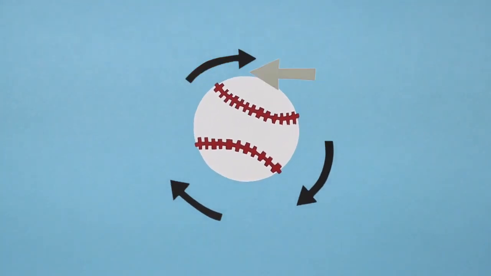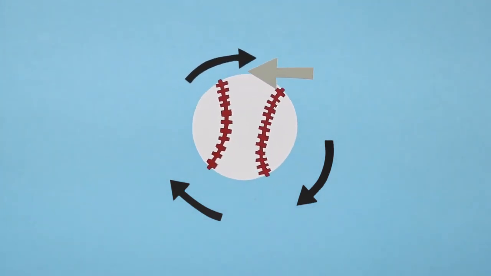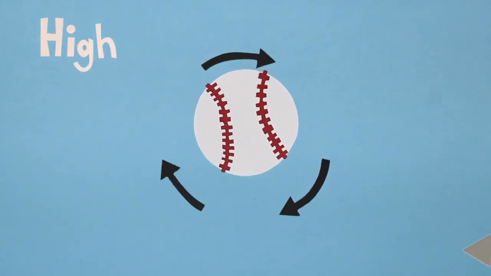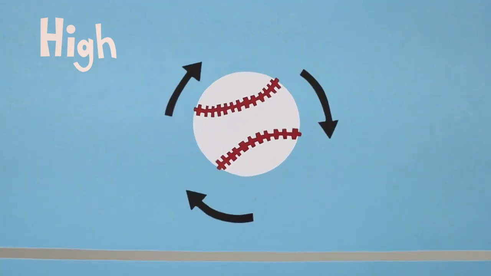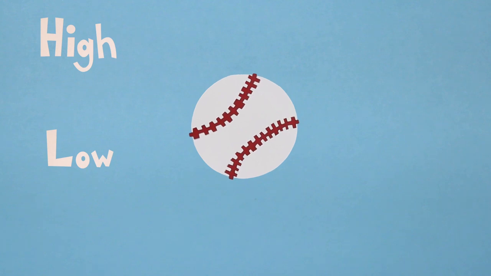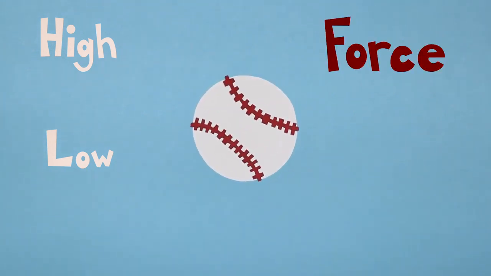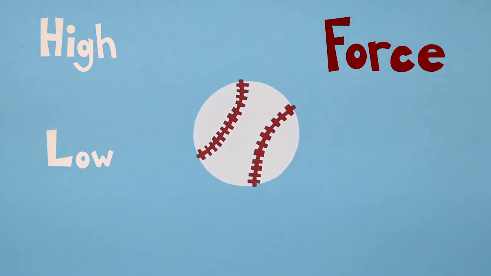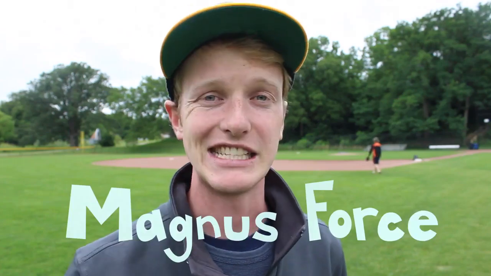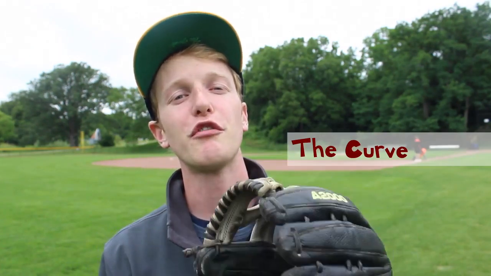The top of the ball is fighting against that airflow, resulting in an area of high air pressure. The bottom of the ball is assisting in the airflow and creating an area of lower air pressure. The result of the difference in air pressure is a force dragging the spinning ball downward from high to low air pressure. So the baseball is kind of being pushed or dragged down by that force, which is called the Magnus force.